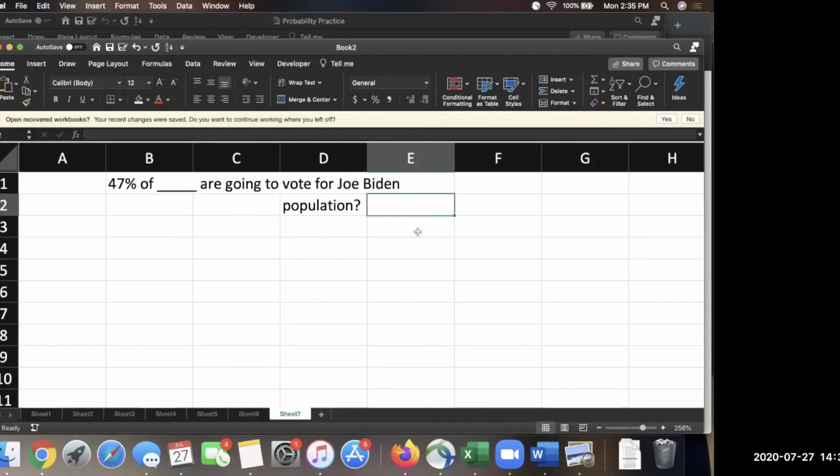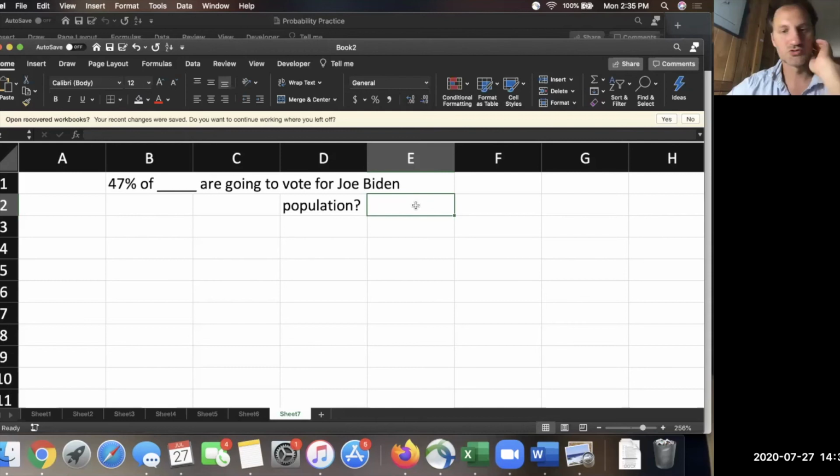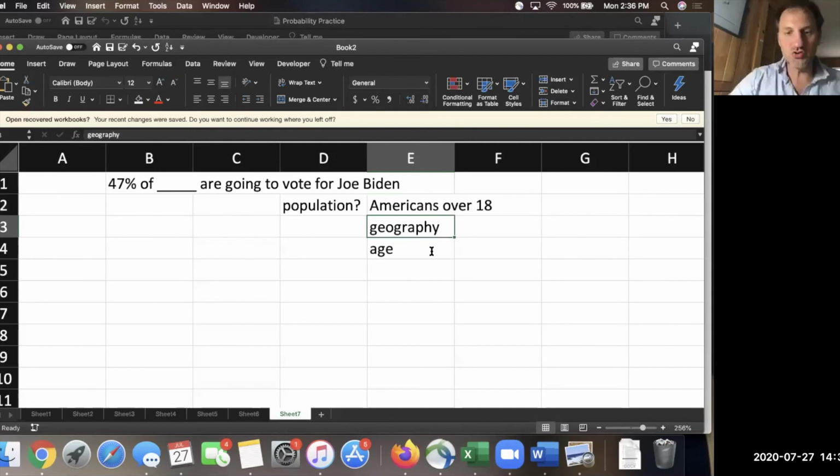It would be Americans of voting age, so over 18. Okay, so we could start with Americans over 18, right? And again, I'm trying to focus you on two aspects, geography and age. When we're talking about people, and it's not, we can do surveys of other things than people.